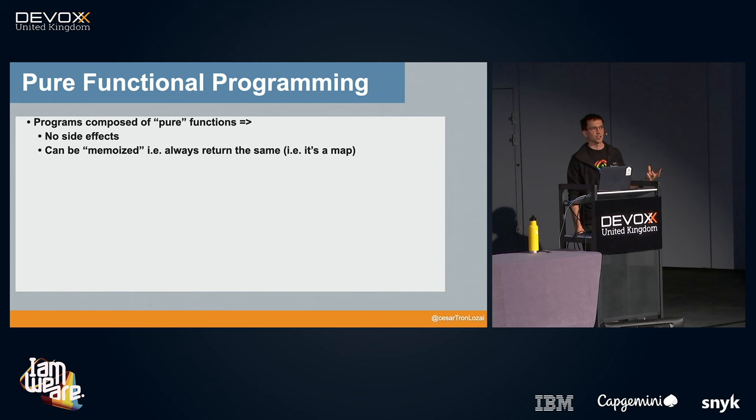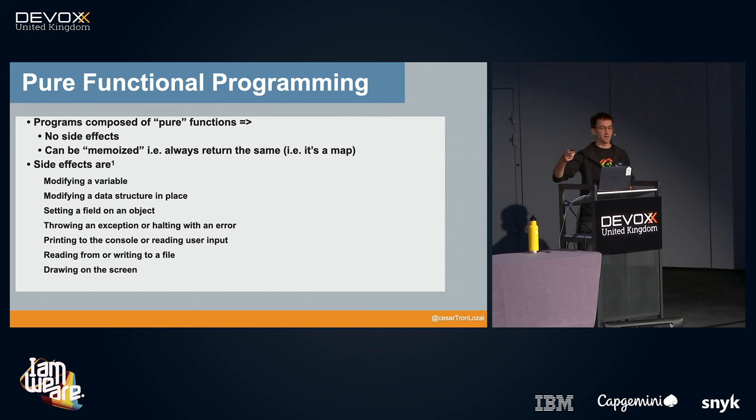So the things that a pure function cannot do are the side effects. And here is a list. You cannot modify a variable. You cannot modify a data structure. You cannot modify a variable outside of your function. You're allowed to have variables within your function, that's OK. You cannot set a field on an object. You cannot throw an exception. You cannot read or write to the console. You cannot write to a file. Basically, you cannot do anything useful. So of course, there are ways around that. Otherwise, it would be a very abstract thing.